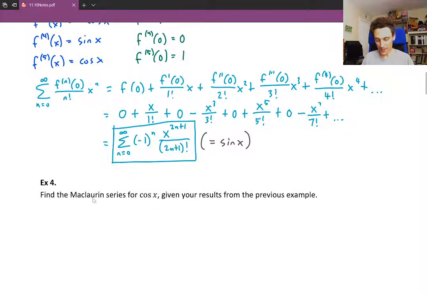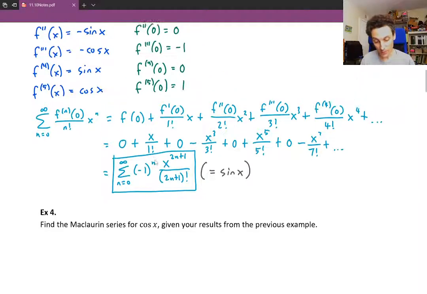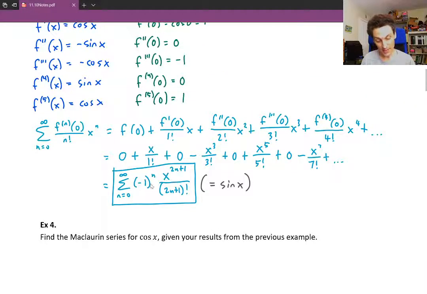Now example 4 says, find the Maclaurin series for cosine x given your result in the previous example. Now one thing to remember is that we said that if we have a power series, then we can take the derivative of that power series term by term. So now that we have a power series expansion for sine x, we can note that the derivative of sine x is cosine x, so the derivative of this power series of sine x will be the power series for cosine x.